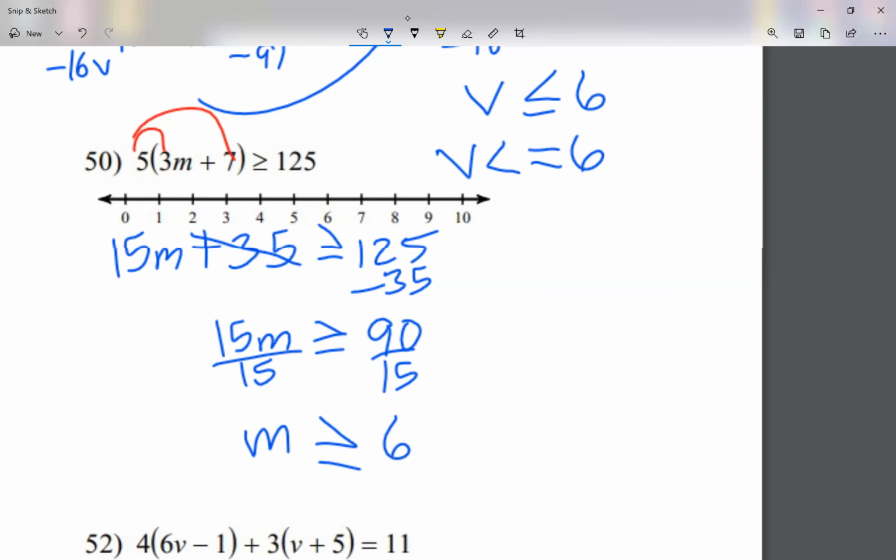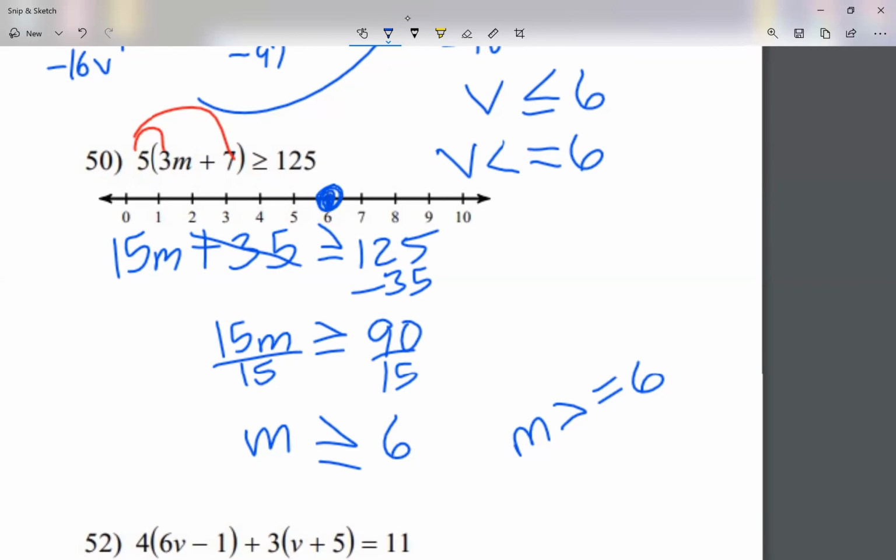If I just have to solve it, that's it. M is greater or equal to 6. The way I have to type this, M is greater or equal to 6. So that's solving it. Now, graphing it, I have to circle my 6. It's a closed circle. My arrow goes to the right. So that's it.